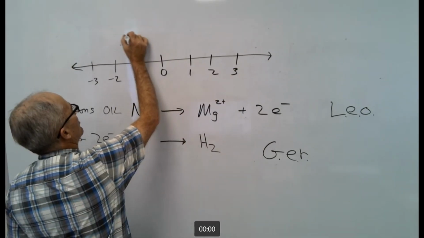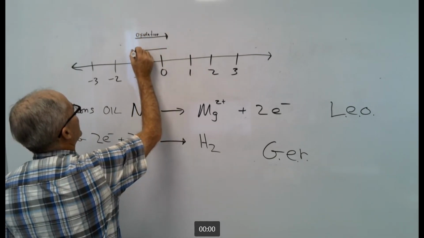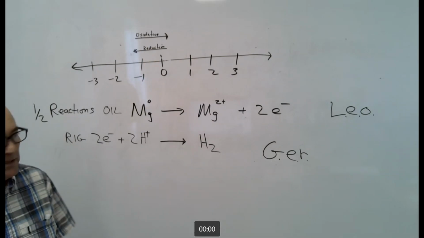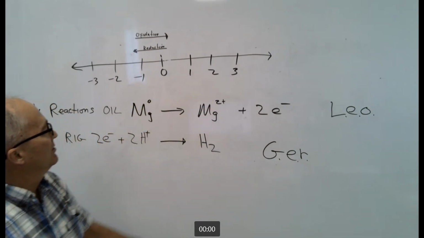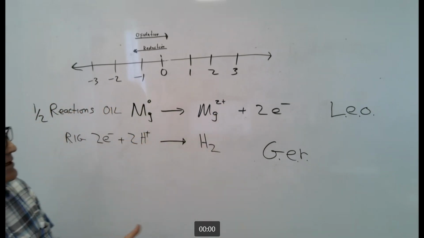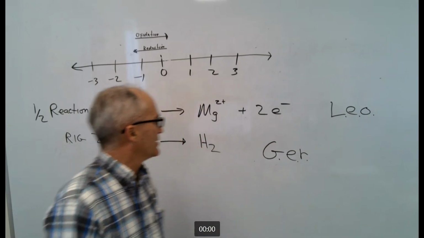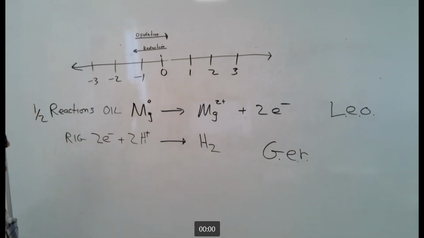If I move this way, that's going to be called oxidation. And whenever I move this way, we're going to call that reduction. And so here we see going from 0 to positive 2, that's oxidation, an increase in oxidation number. How's that occur? By losing electrons. Here we are at a +1, and we went to a 0.